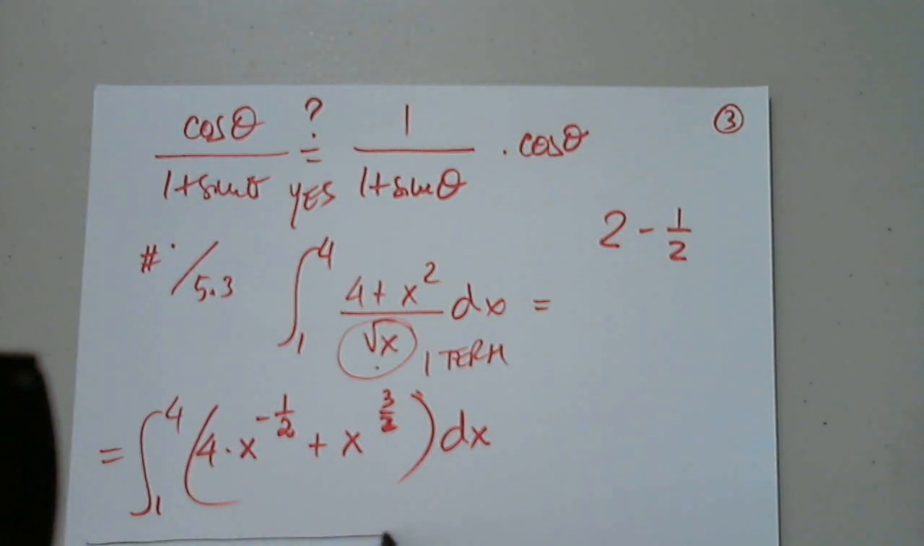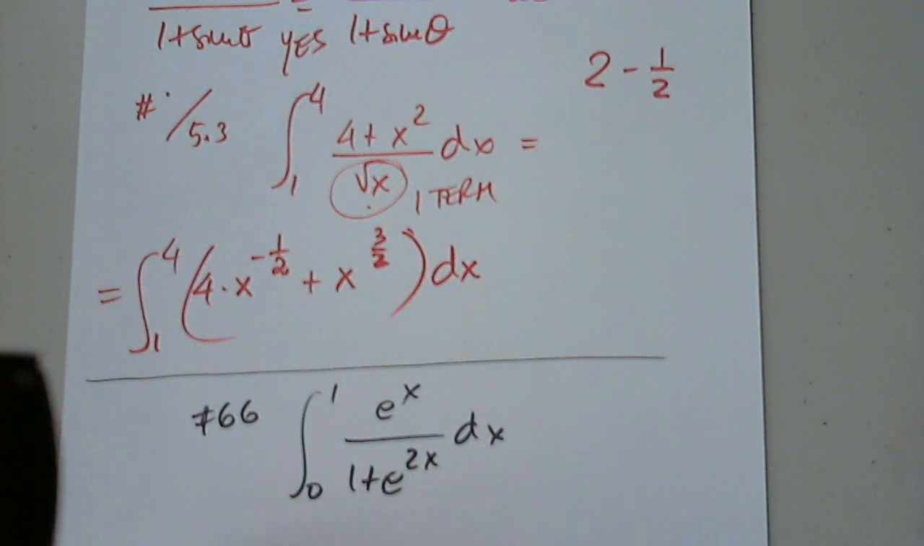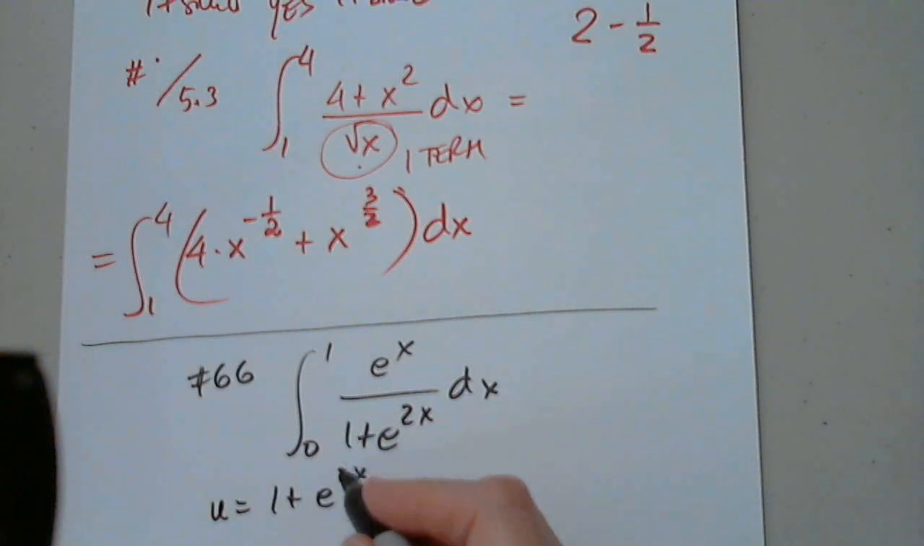Okay. So I wanted to go back here just for a second to this one. The integral from 0 to 1 of e to the x over 1 plus e to 2x dx. And last time we said, okay, what if we use u = 1 plus e to 2x? And then I said there is an easier way, but I just want to show what happens here.